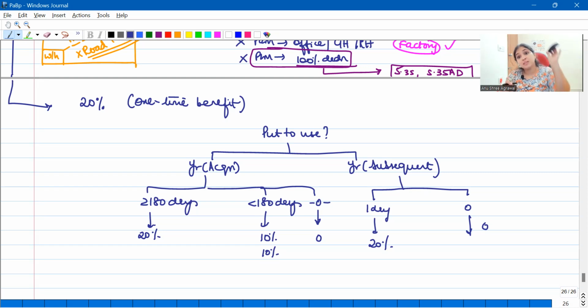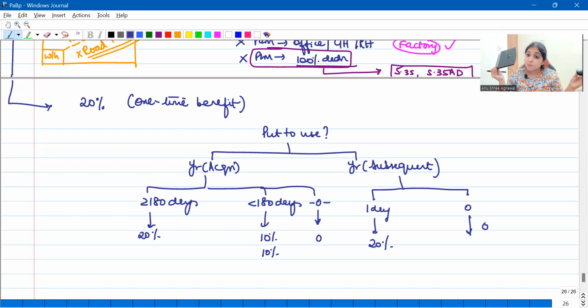But if I put it to use in the next year, in the subsequent year, whenever I put it to use, that year you'll give me the full 20%. But once you give me 20% on this plant and machinery, again and again you will not give me. You'll give me only once. You gave me 20%, story over.